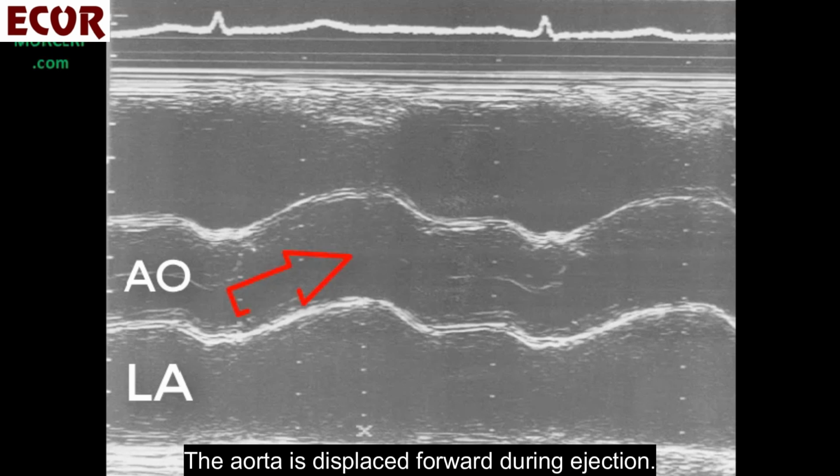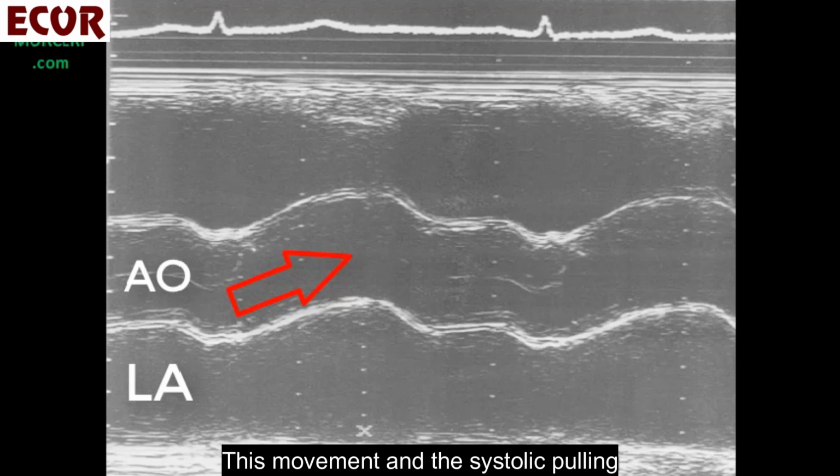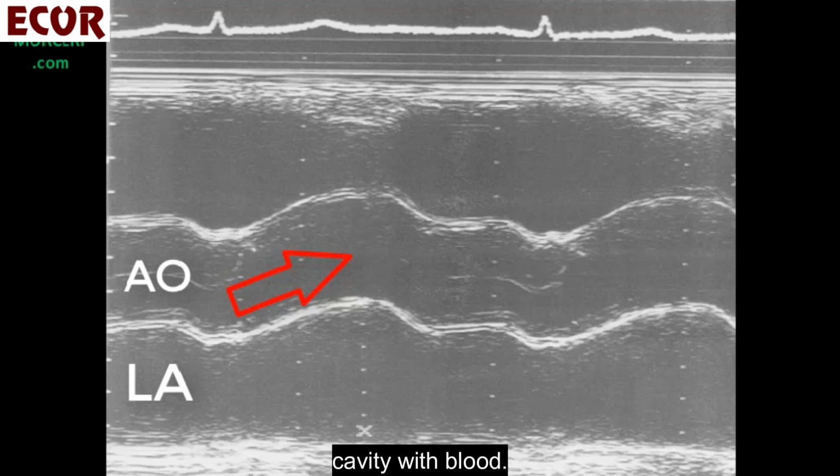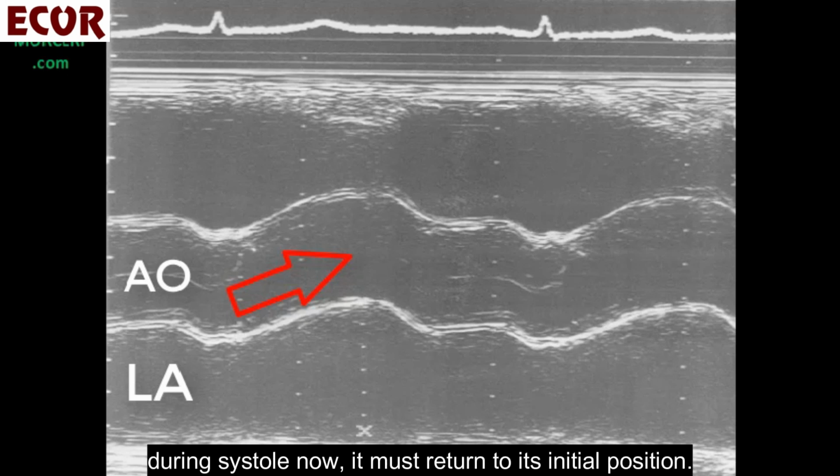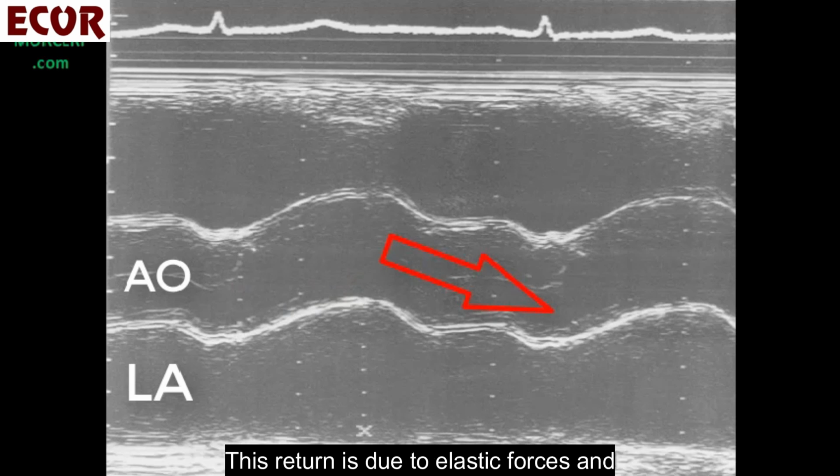The aorta is displaced forward during ejection. This movement and the systolic pulling of the mitral annulus with the mitral valve closed are key factors to increase the volume of the left atrium and hence fill this cavity with blood. Since the aorta was displaced forward during systole, now it must return to its initial position. This return is due to elastic forces, and the allowed space for its displacement is given by the decreasing size of the left atrium as it empties into the left ventricle.